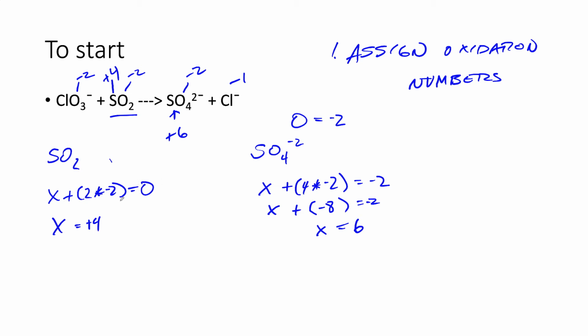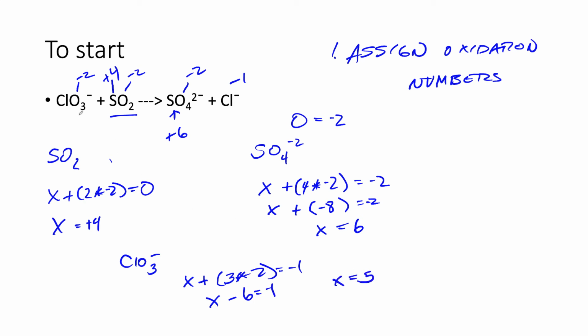All right, so we've got the sulfurs down. Now we're just missing this chlorine. So ClO3 minus. X, it's the same thing again. We don't know the chlorine, but we do know oxygen. That's 3 times the -2. And the charge on that anion is -1. So X, that -6 is equal to -1. So X is equal to 5.